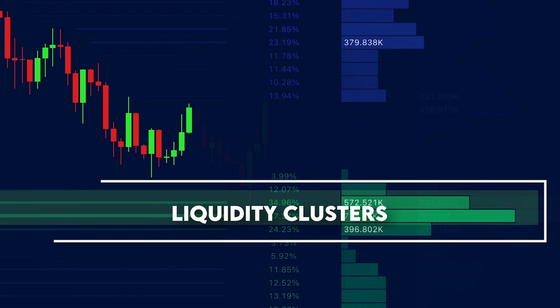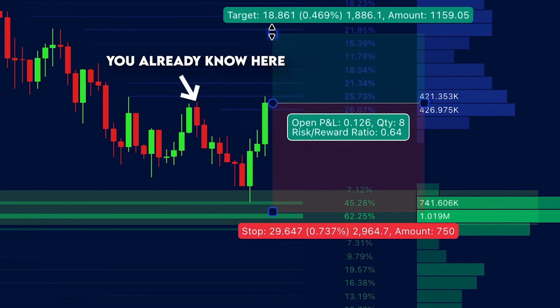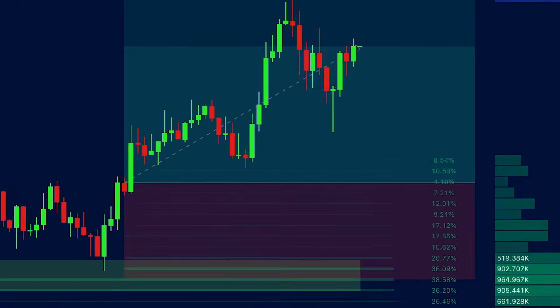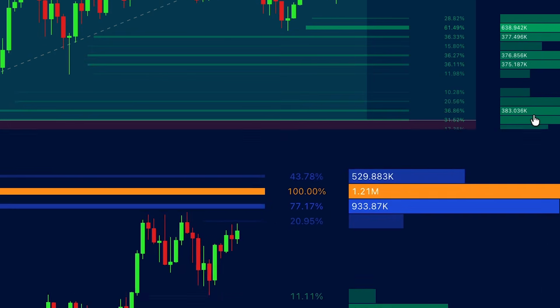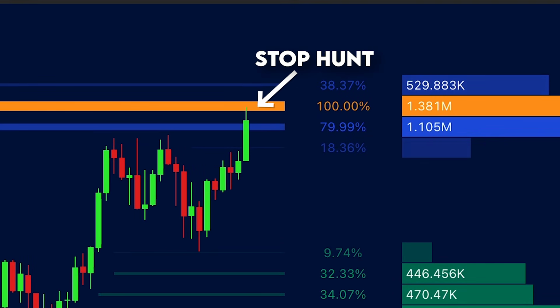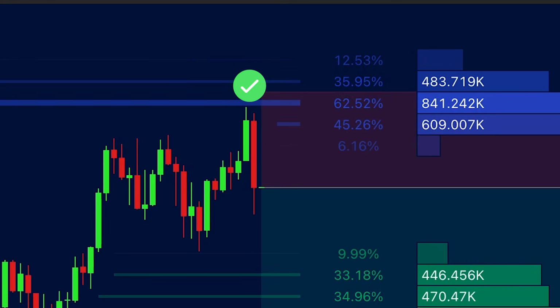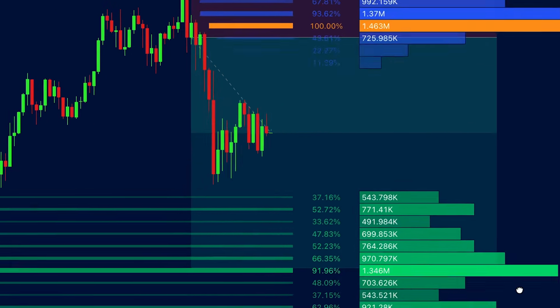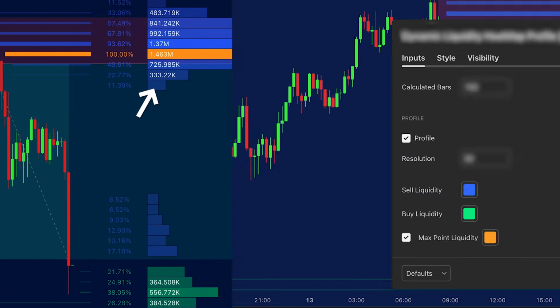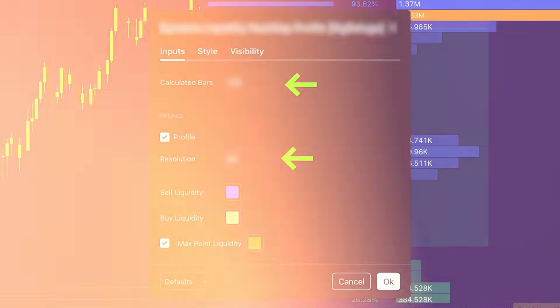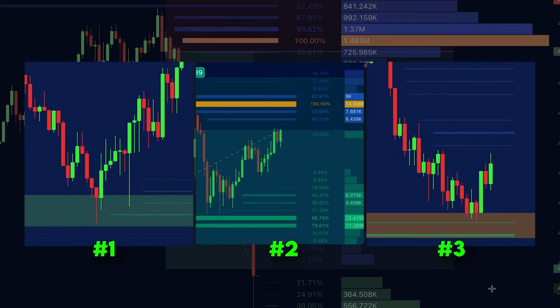What if you could see liquidity clusters before market manipulation happens? This is exactly why you need to see this secret indicator. It shows you exactly where stop hunts will occur by mapping hidden liquidity pools. It's like having insider knowledge. And in this video, I'm going to reveal this indicator to you, show you the perfect settings for maximum accuracy, and give you 3 powerful strategies you can start using today.